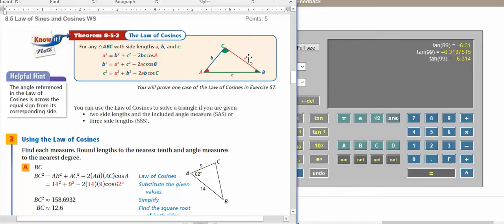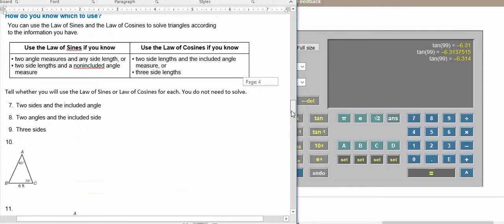A squared equals b squared plus c squared minus 2 times b times c times the cosine of A. So this one, you need to make sure that when you're looking for a squared, little a, that's side a, you'll be using the cosine of the angle opposite it. And then you'll be subtracting 2 times the other 2 side lengths times that cosine.